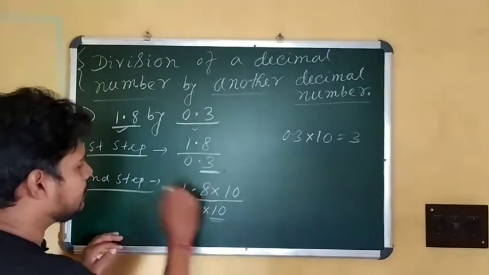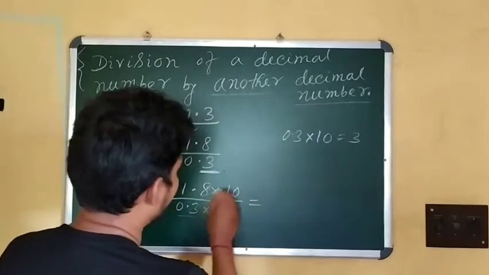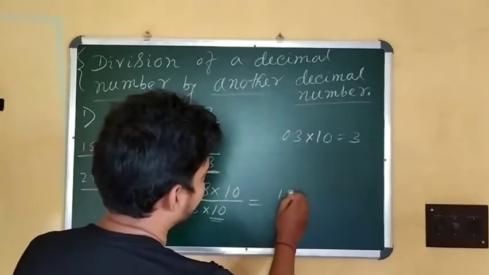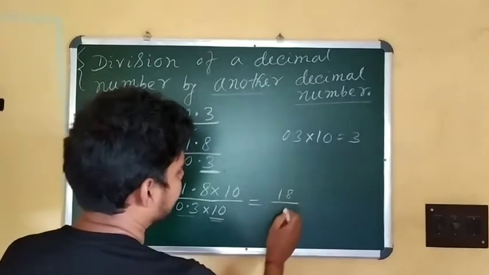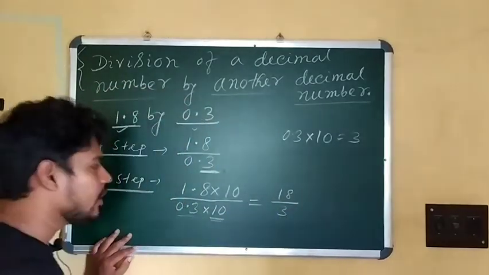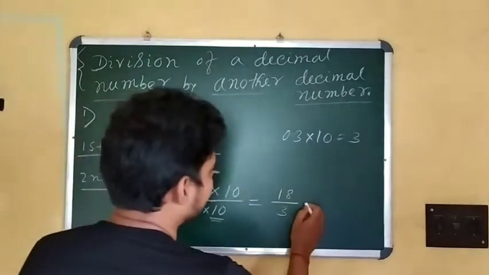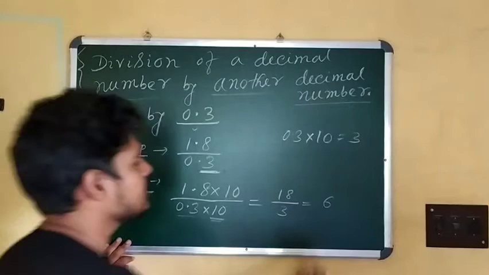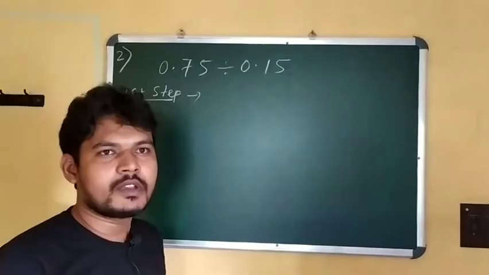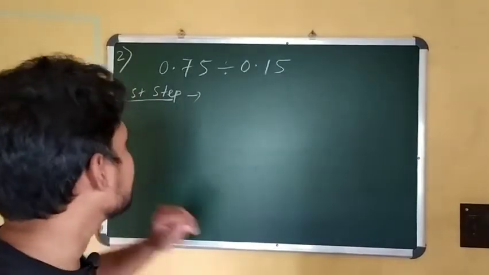So when we multiply, you can see 1.8 multiplied by 10 gives 18, and 0.3 multiplied by 10 gives 3. Now 18 divided by 3, the answer is 6. So our answer is 6. Now let's see the second example.